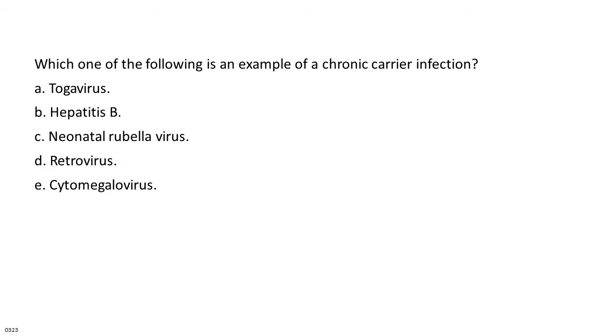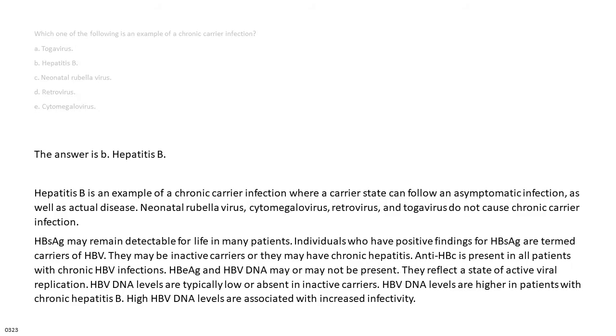Which one of the following is an example of a chronic carrier infection? A. Toga virus. B. Hepatitis B. C. Neonatal rubella virus. D. Retrovirus. E. Cytomegalovirus. The answer is B. Hepatitis B. Hepatitis B is an example of a chronic carrier infection where a carrier state can follow an asymptomatic infection, as well as actual disease. Neonatal rubella virus, cytomegalovirus, retrovirus, and Toga virus do not cause chronic carrier infection.